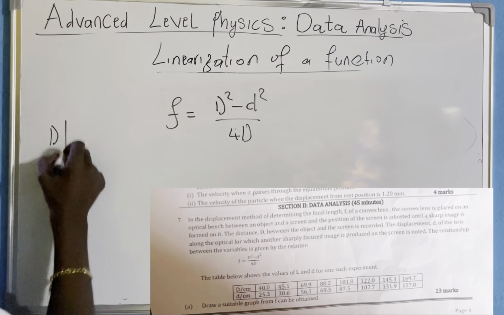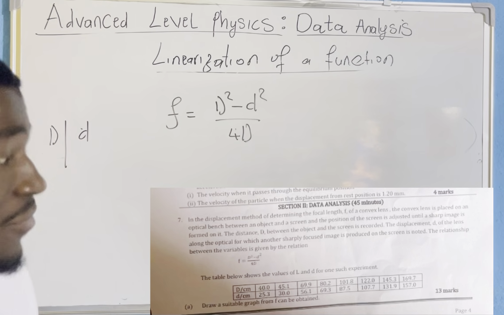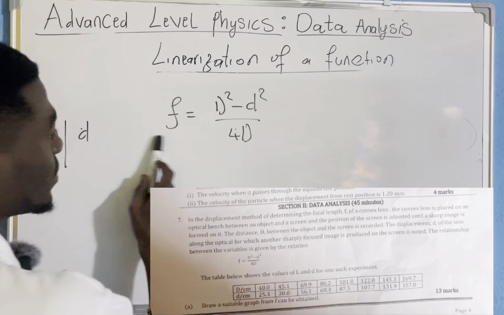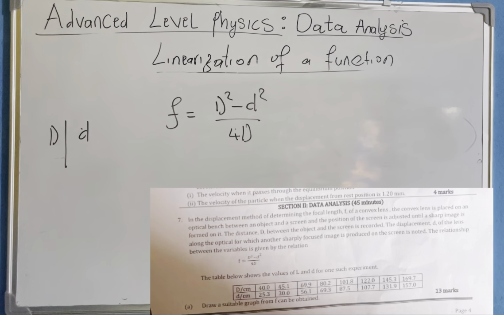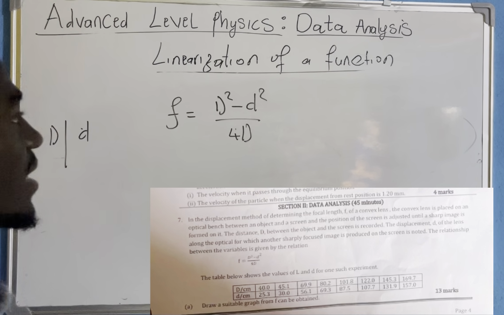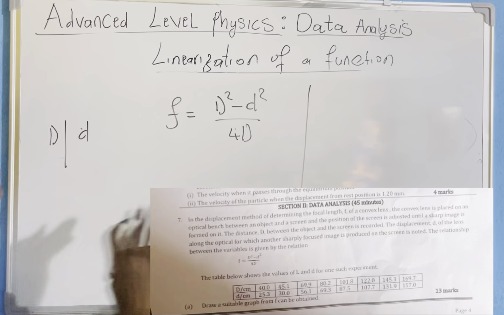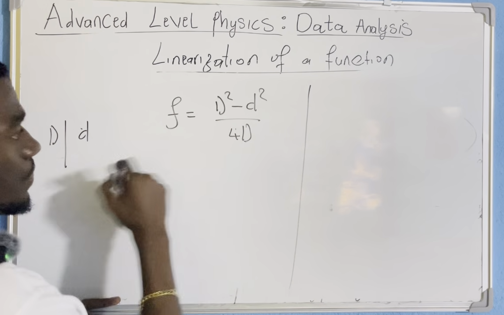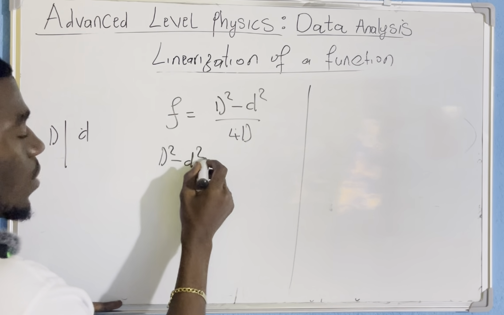So I'm having big D here, I'm having small d. So big D and small d are my variables. It means that my only constant here to be determined is f. There's nothing difficult here, so I leave you time to go and do it, and you come and look for the correction. Now, there's nothing difficult here, as I said. If I cross multiply, that is all. Let us cross multiply and see. If I cross multiply, I'll have D squared minus d squared equals to what?